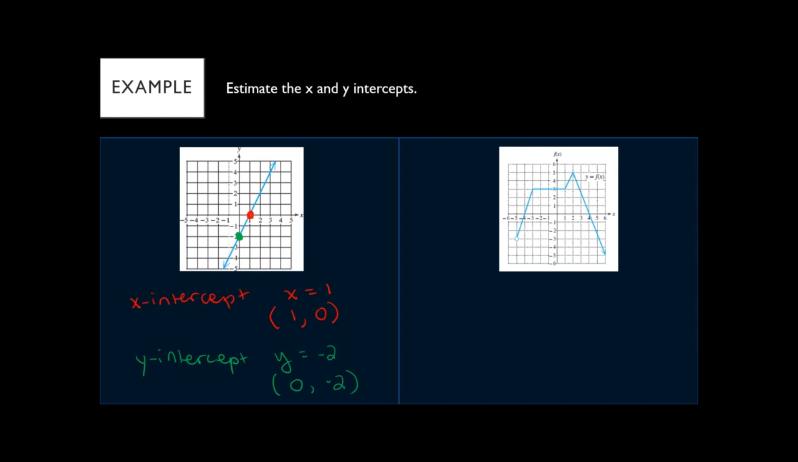So on the right here, this is a more complicated function. And so we've got x-intercepts. We have one here at -4, and then another one here at 4. So this one has 2 x-intercepts.